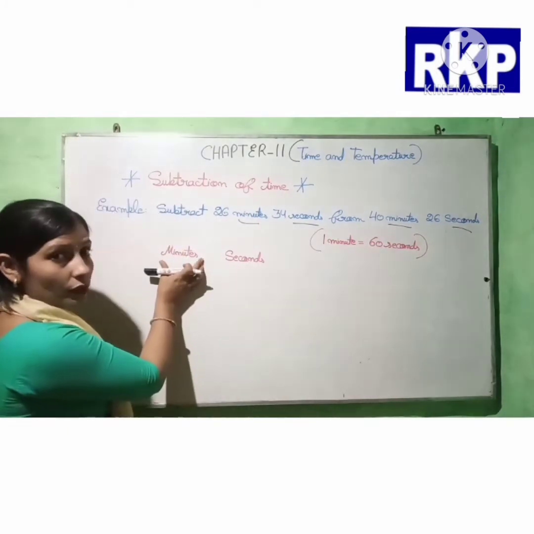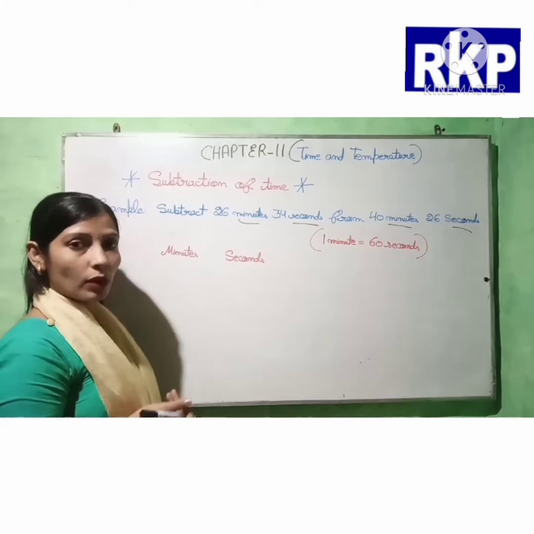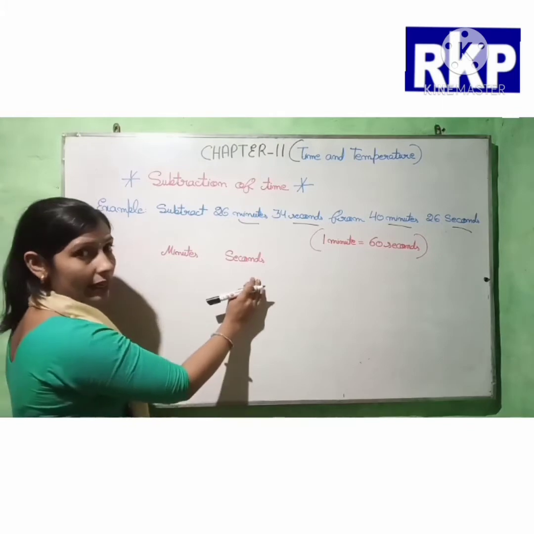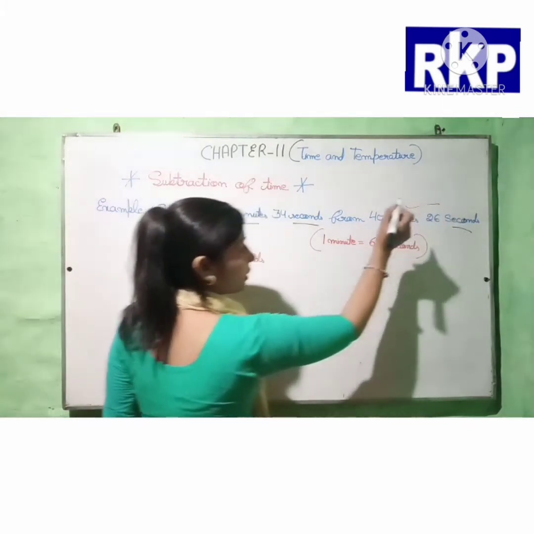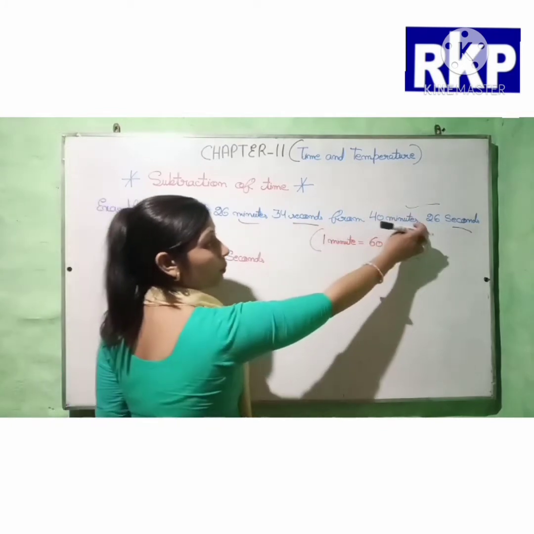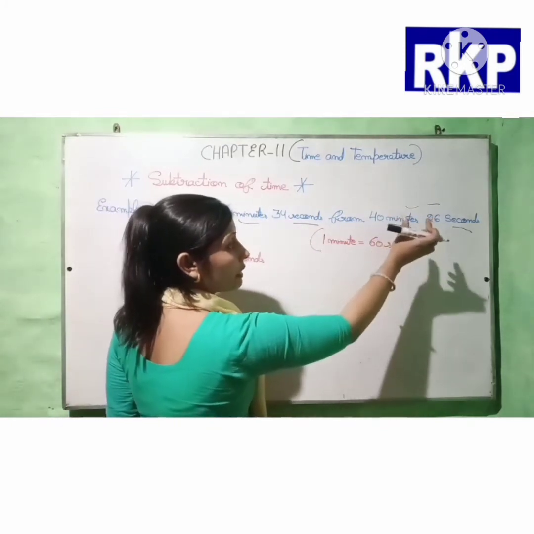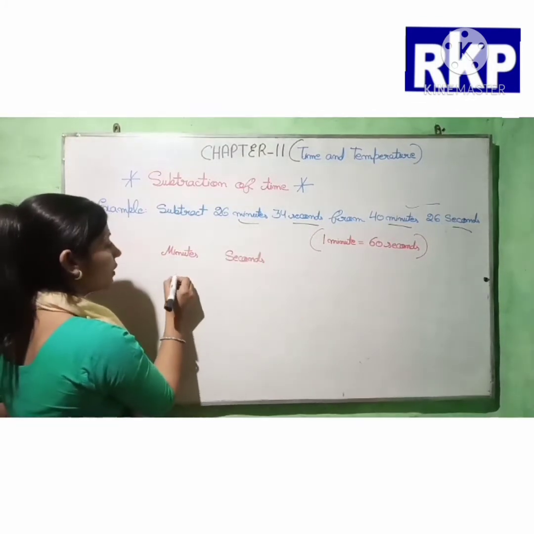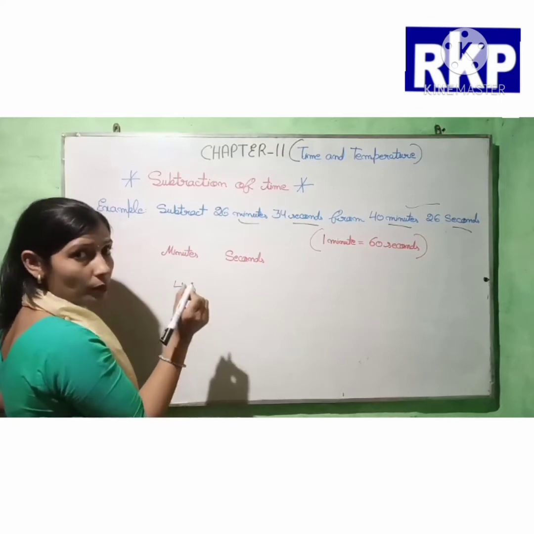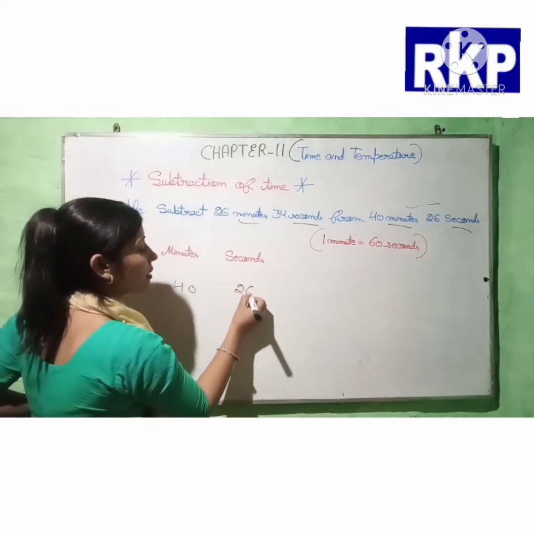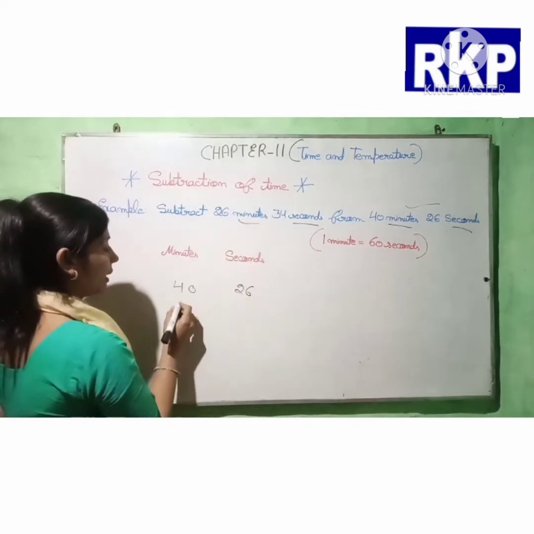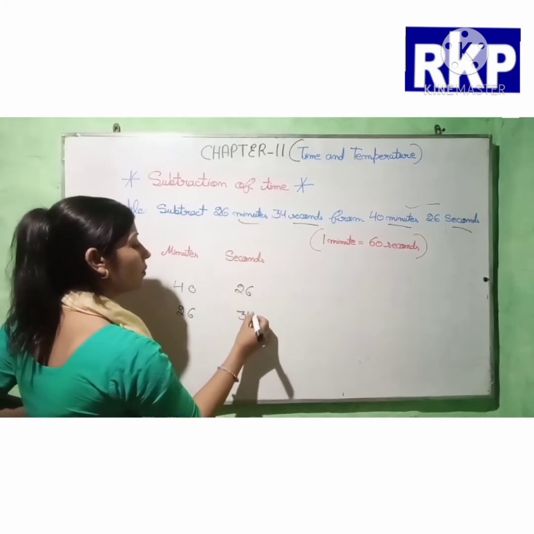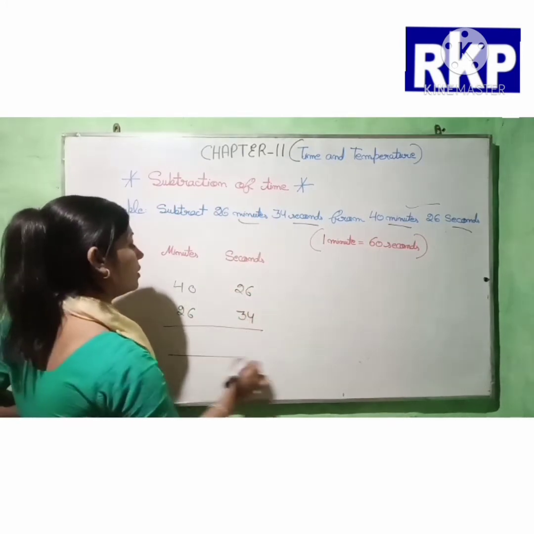Okay, so here we have to write the greater unit and then the smaller unit. Now we have to arrange these according to column, and on the upper side we have to write this, because we have to subtract this from this. So 40 minutes 26 seconds we have to write on the upper side. So here we have to write 40 minutes and then 26 seconds. Now in this column we have to write 26 minutes and then 34 seconds. And now we have to subtract.